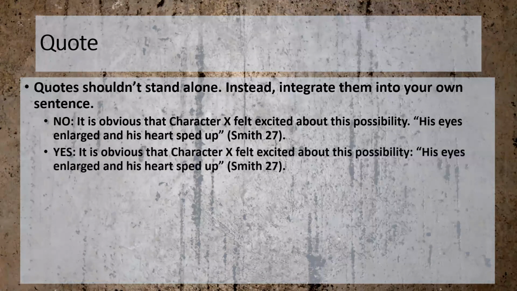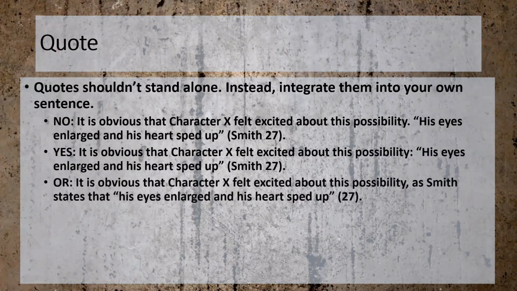So here's a minor change. It is obvious that character X felt excited about this possibility, colon, and then the quotation. All we've changed is the period to a colon, but that means that it is one whole sentence together. So that is more appropriate. Here's another option. It is obvious that character X felt excited about this possibility, as Smith states that, quote, his eyes enlarged and his heart sped up. So here's another version, right? We said the author's name within our sentence, so we don't need it in the in-text citation. This runs a little bit more smoothly.